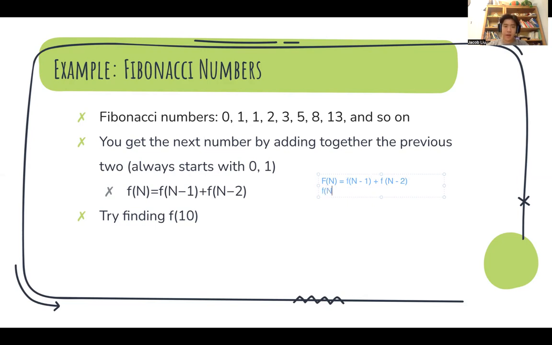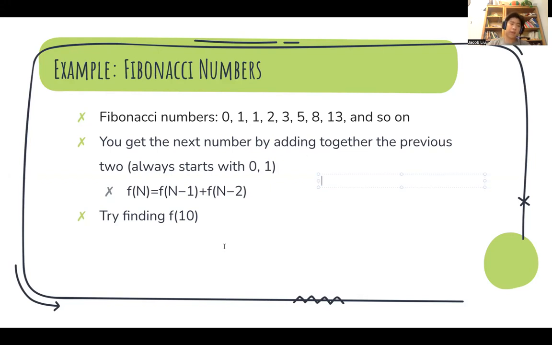So f of n minus 1 is equal to, essentially, f of n minus 2 plus f of n minus 3, right? Or you can say f of n minus 1 minus 1, f of n minus 1 minus 2, and etc. Then you will keep on going.